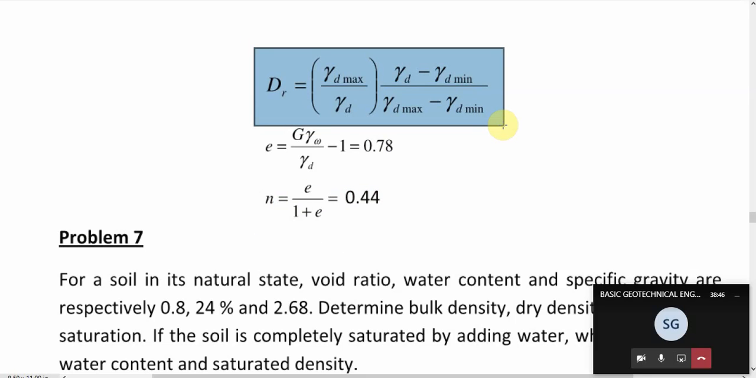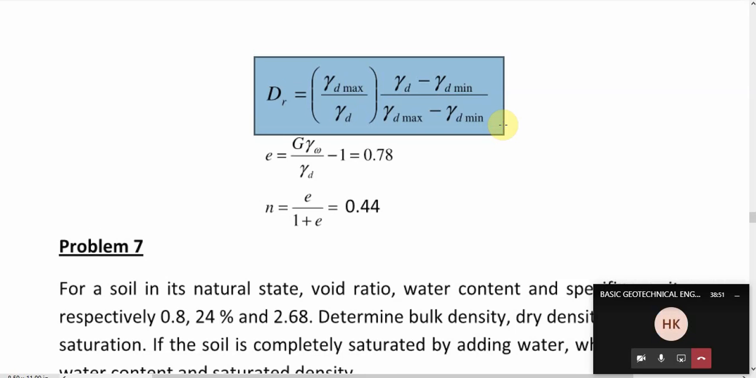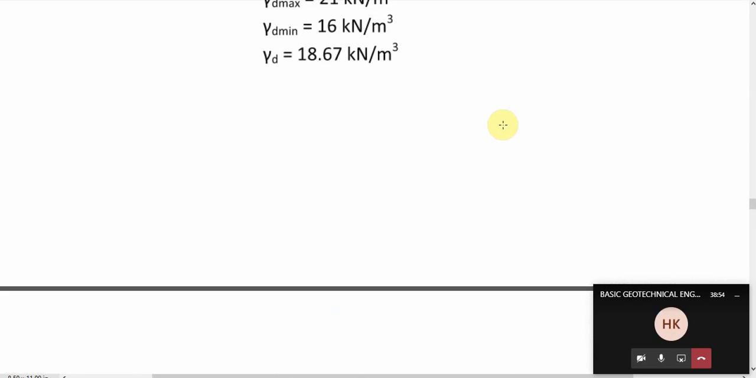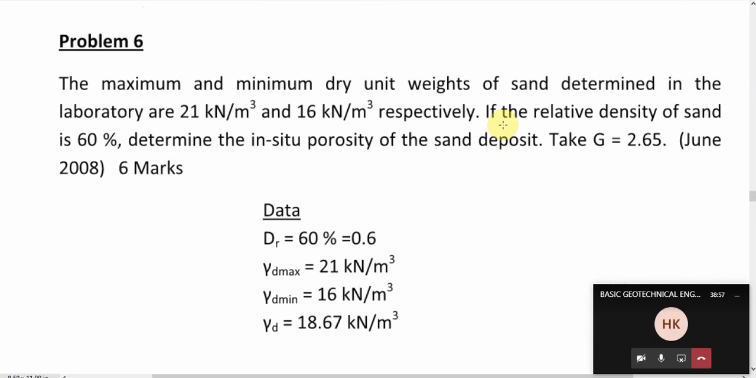Let me show the question once more. In the question, maximum and minimum dry unit weights of sand are determined in the laboratory, which are 21 kilonewton per meter cube and 16 kilonewton per meter cube. Relative density of sand is 60%. We have to determine the in situ porosity of the sand. Porosity is denoted by N.